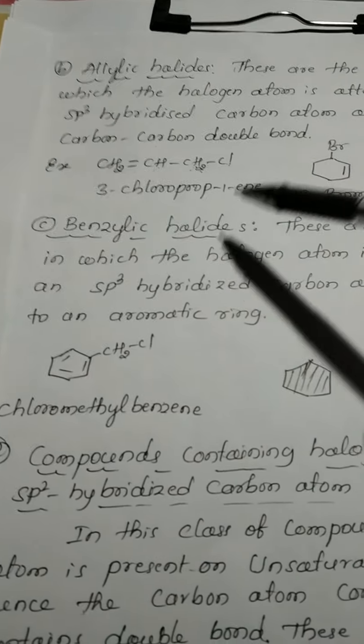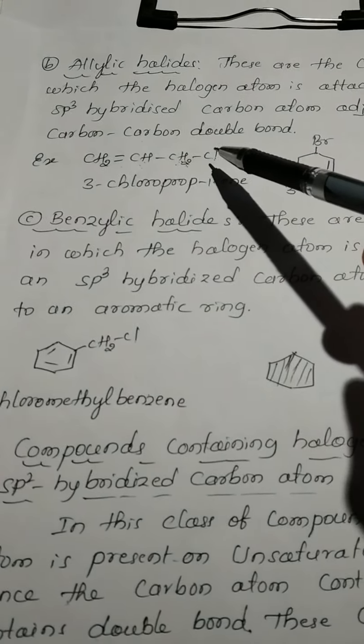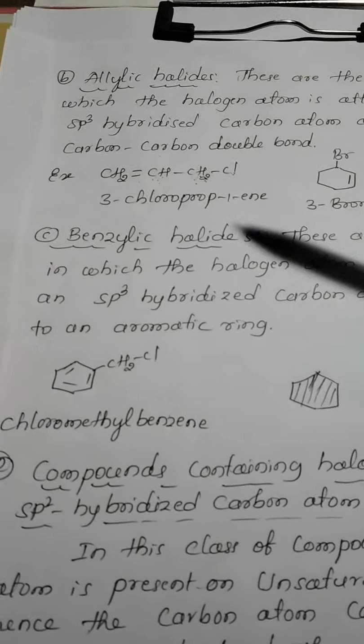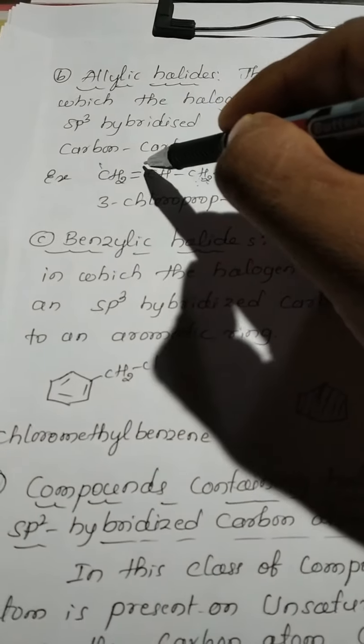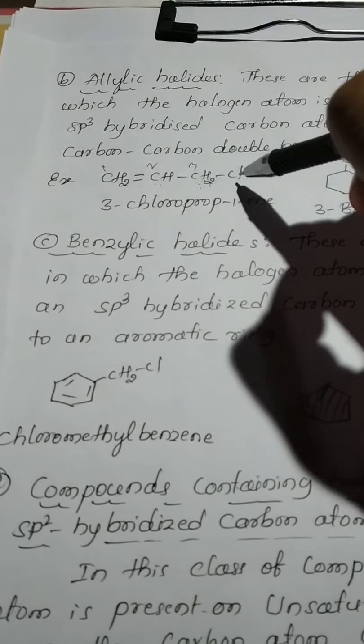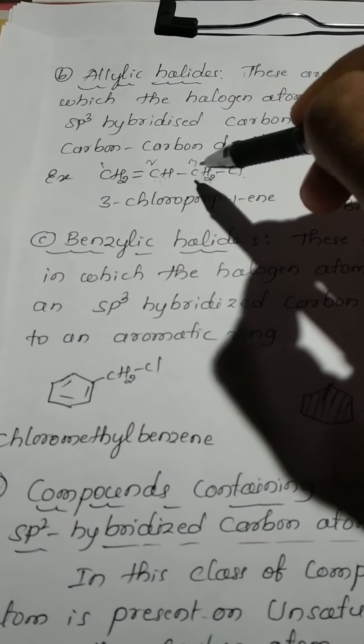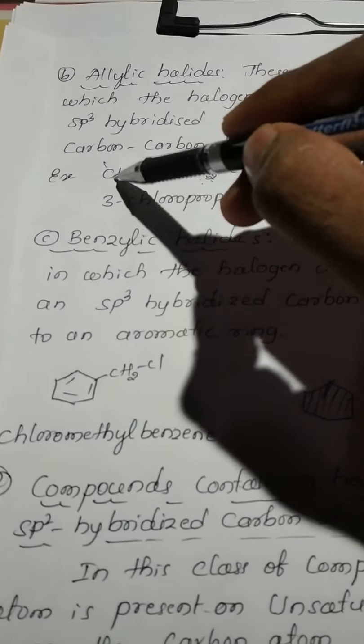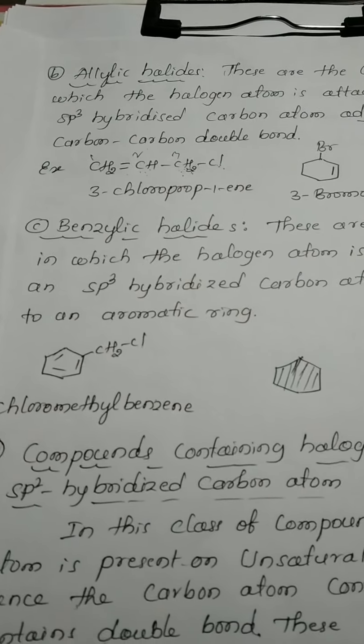Once again I will repeat. The halogen atom directly attached to the sp3 hybridized carbon atom which is present adjacent to the carbon containing double bond is called allylic halide. Example for allylic halide is 3-chloropropene. See here, 1, 2, 3. Third carbon contains chlorine, hence it is called 3-chloroprop-1-ene. First carbon contains the double bond.